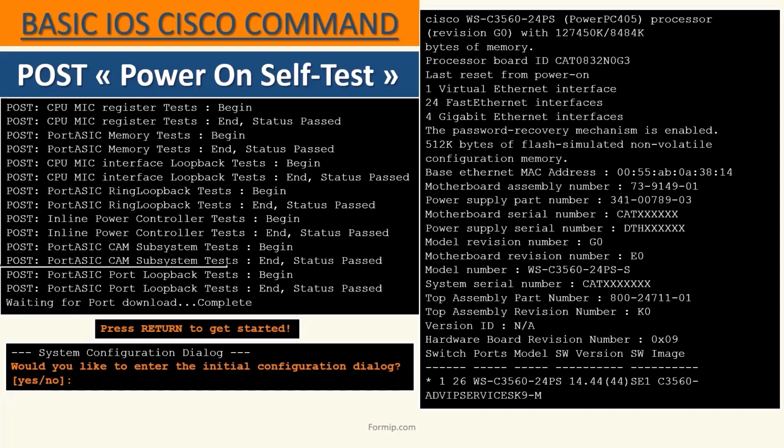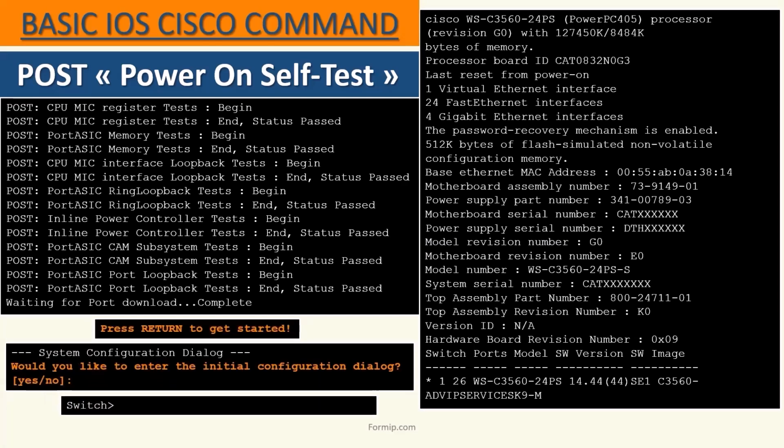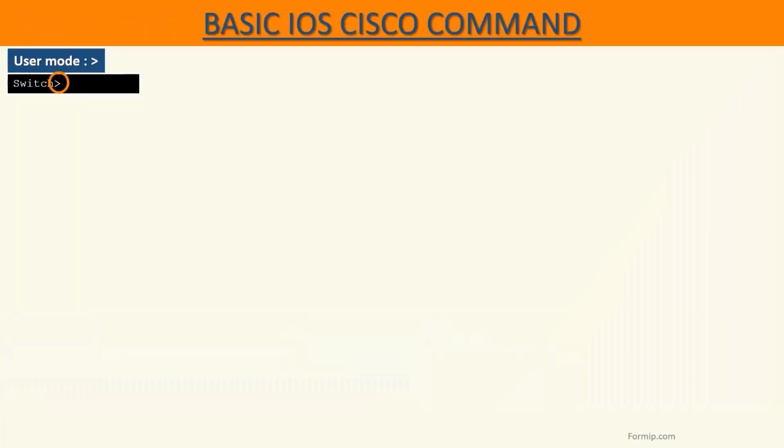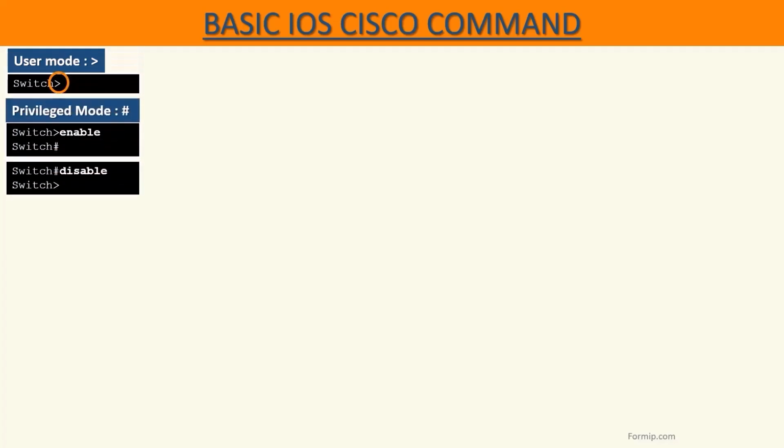After typing no or the enter button, we have this type of output. We arrive in user mode. The greater than symbol tells us that we are in user mode. In this mode, we do not have access to the entire configuration of the equipment. By typing the enable command, we enter into privileged mode, which can also be called the enable mode. If you want to go back to user mode, then you'll have to type the disable command. Here we are in the wonderful world of the CLI.